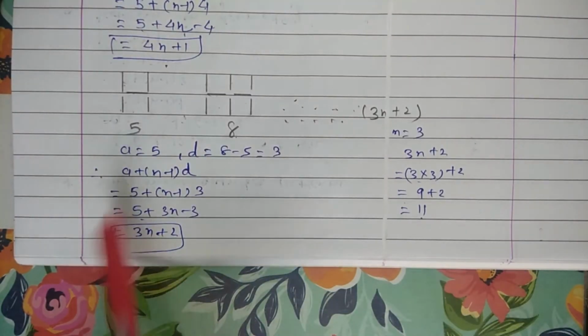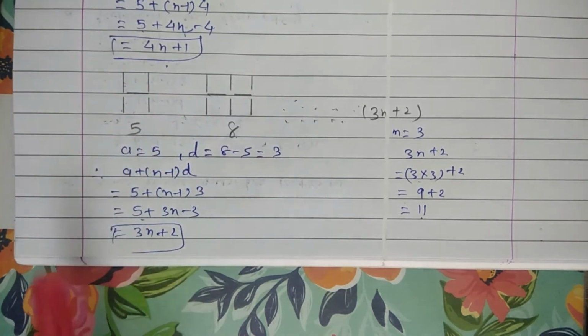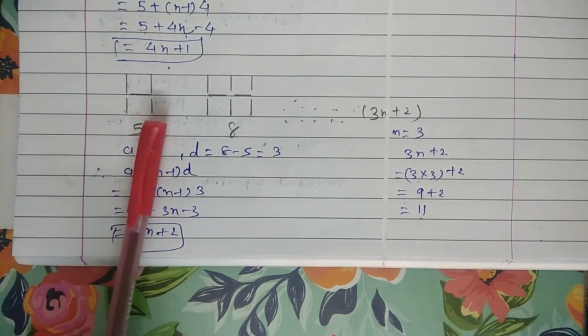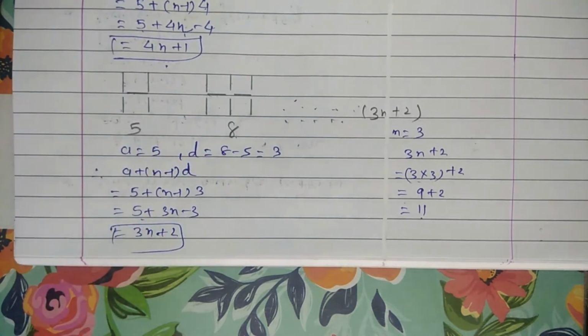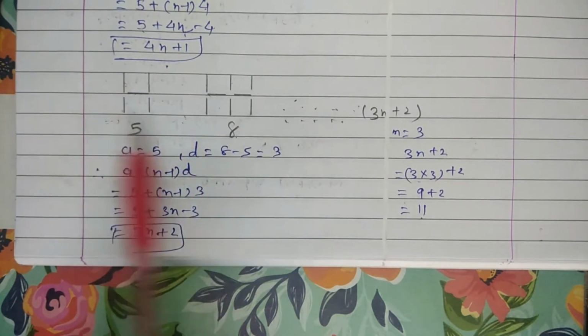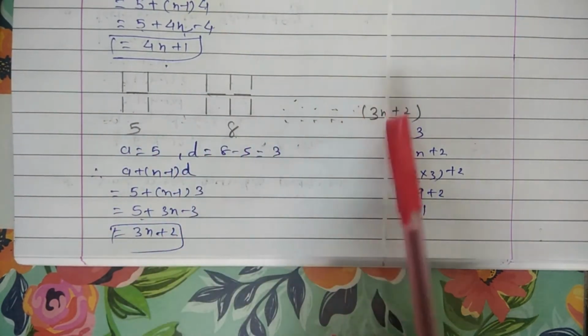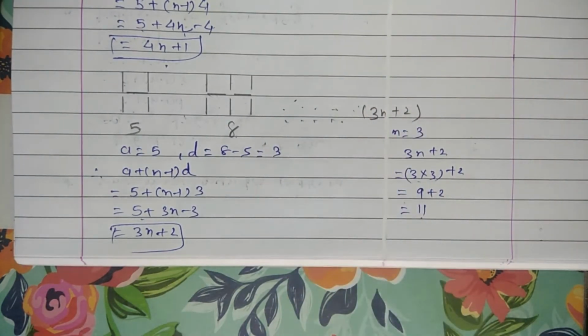Let us take one more pattern here. This figure is H. Here the letter H is formed using 5 line segments. If we join 2 letter H's, it requires 8 line segments. And in general, how many line segments are required to form n number of shapes? It is 3n plus 2.